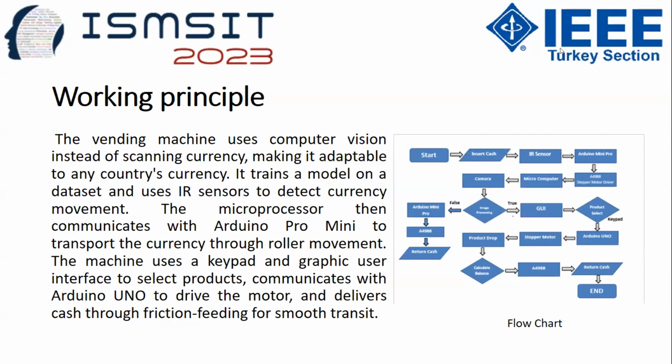and deliver the cash to the friction feeder for smooth transit. In the figure, it's a flowchart: to start, you have to insert the cash, and after that, the IR sensor will detect that the cash is here, and then the Arduino Pro Mini gives a signal to the stepper motor driver, and then the stepper motor driver is actually controlled by the microcomputer. And then the microcomputer makes some image processing.